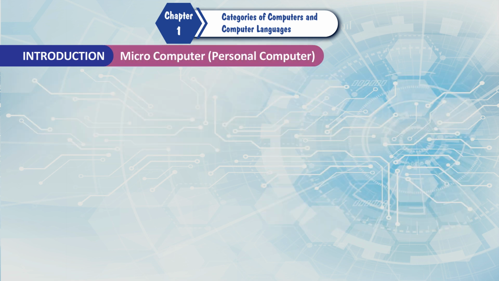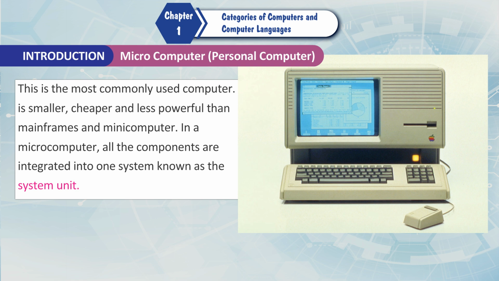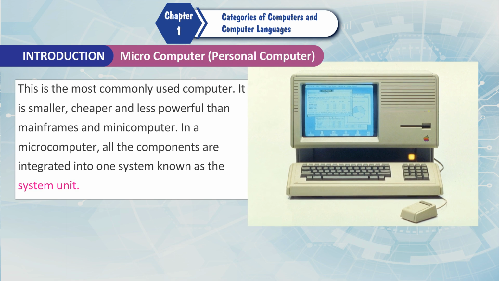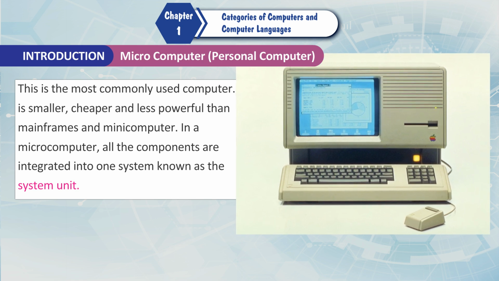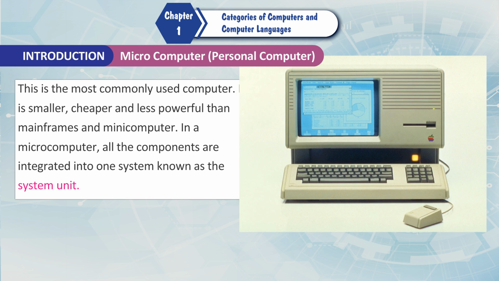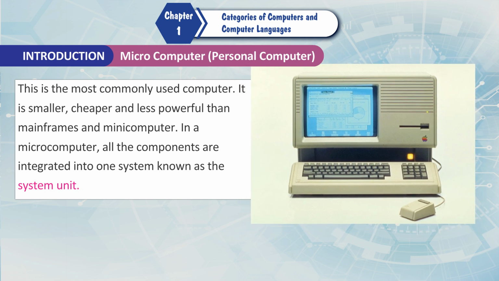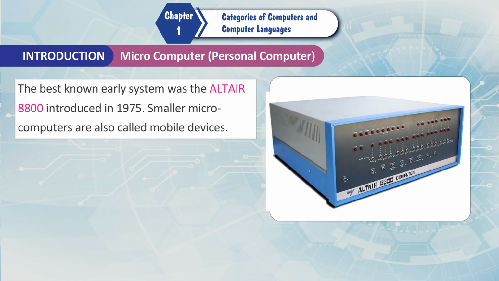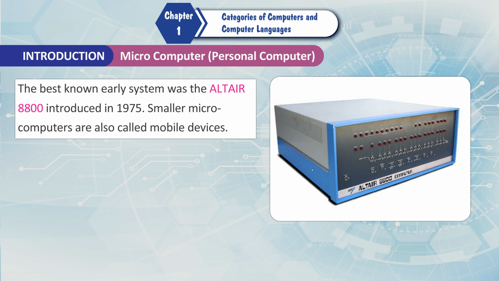Microcomputer, personal computer. This is the most commonly used computer. It is smaller, cheaper and less powerful than mainframes and mini computers. In a microcomputer, all the components are integrated into one system known as the system unit. The best known early system was the Altair 8800, introduced in 1975.